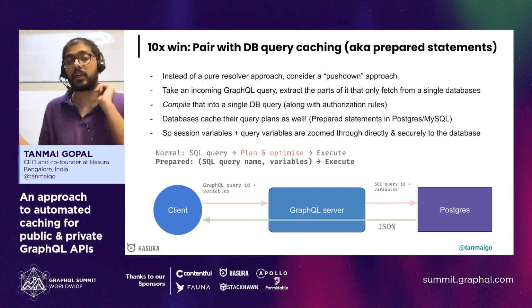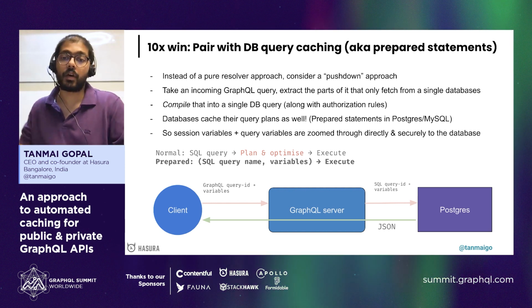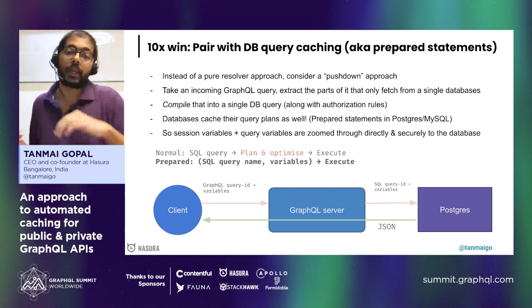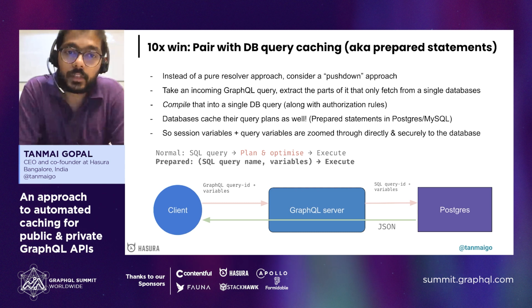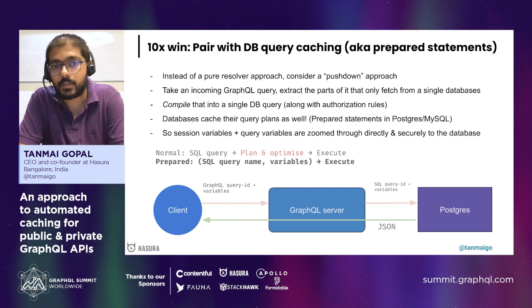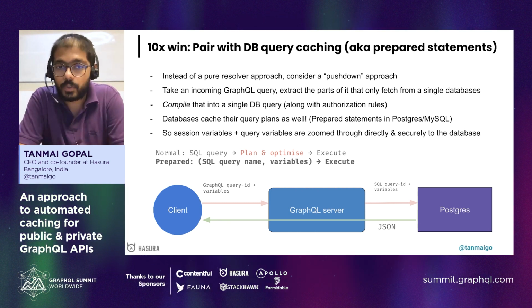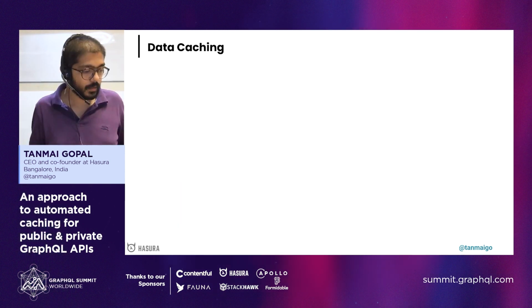If you don't need to enrich that JSON at the GraphQL server again, you can actually send that JSON directly back from Postgres, avoiding serialization and deserialization overhead at the GraphQL server as well. So this often results in a phenomenal speed up when paired with GraphQL query caching plus database query caching plus the pushdown approach.